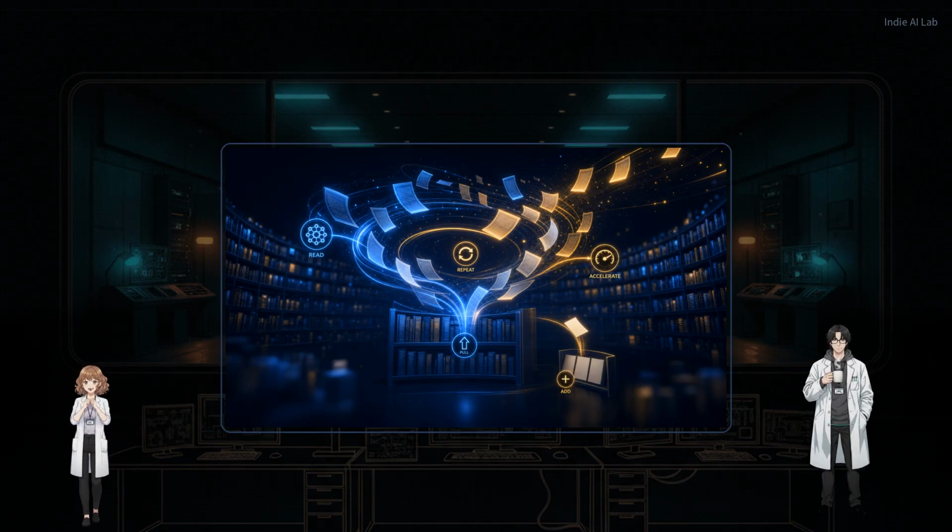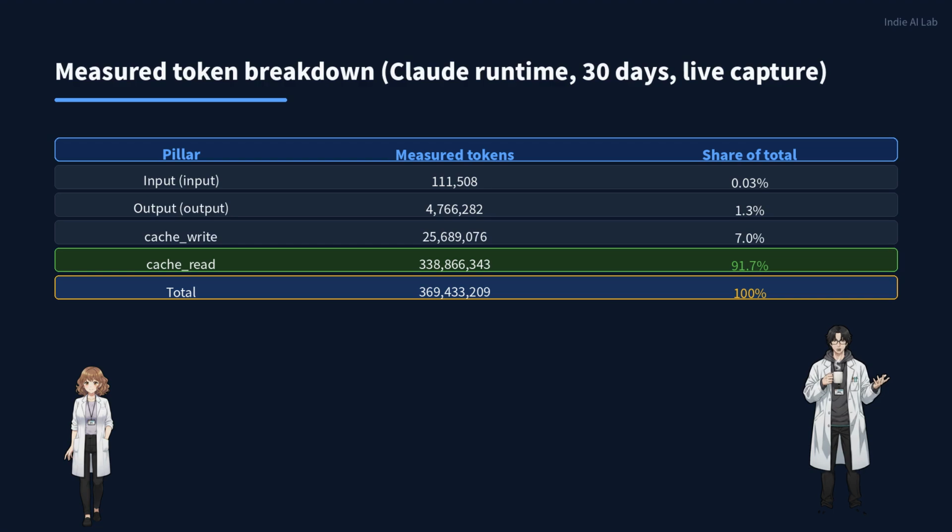Finally, the real breakdown, what with a 4. Add it all up, 369 million tokens. Input is 111,000, 0.03% of the total. Output is 4.77 million, 1.3%. Cache write is 25.7 million, 7%. And cache read 338.9 million, 91.7% on its own. Roughly 71 times the output.